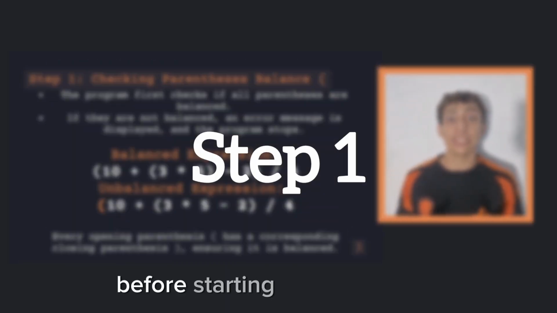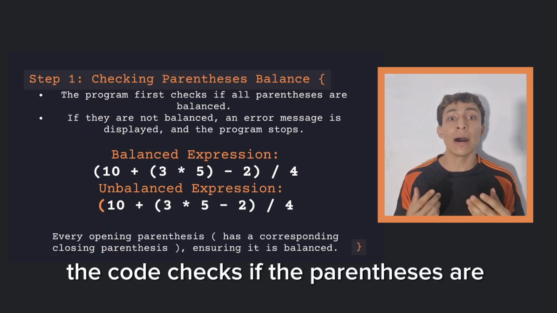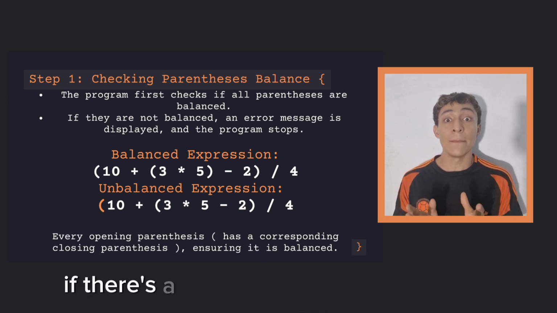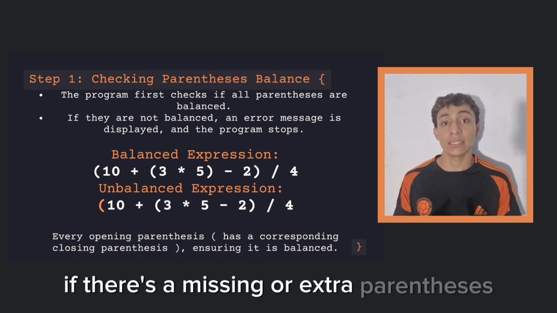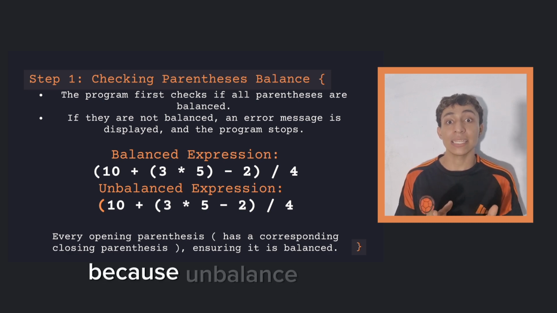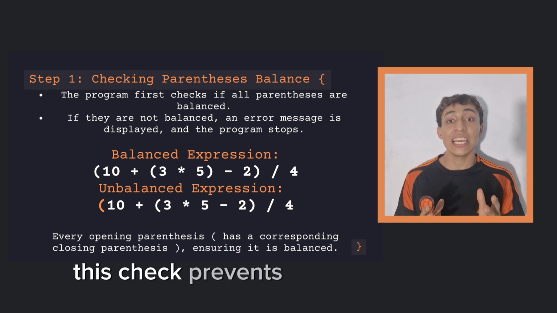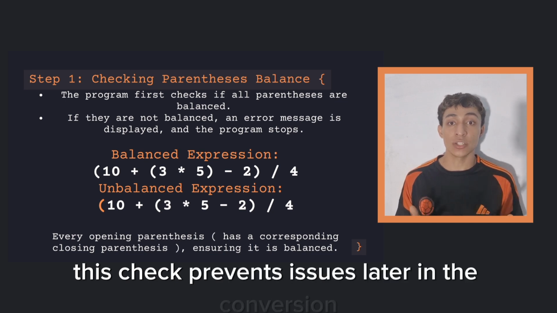Before starting the conversion, the code checks if the parentheses are balanced. If there's a missing or extra parenthesis, it throws an error. This is crucial because unbalanced expressions are invalid. This check prevents issues later in the conversion.